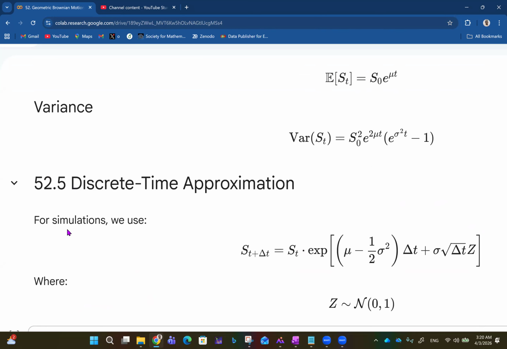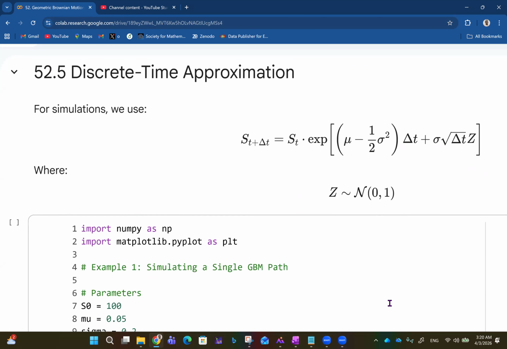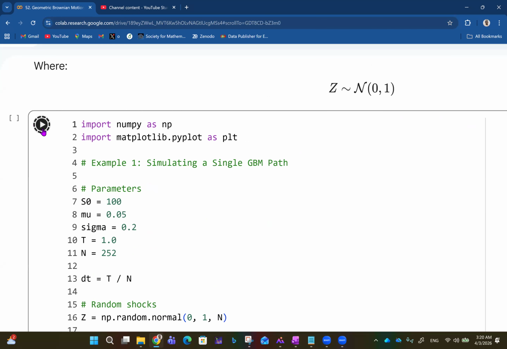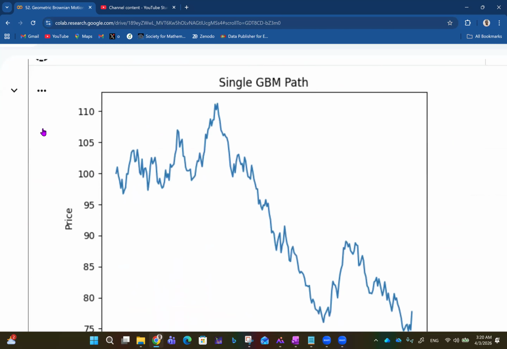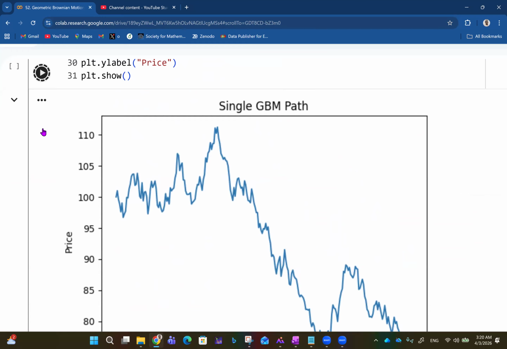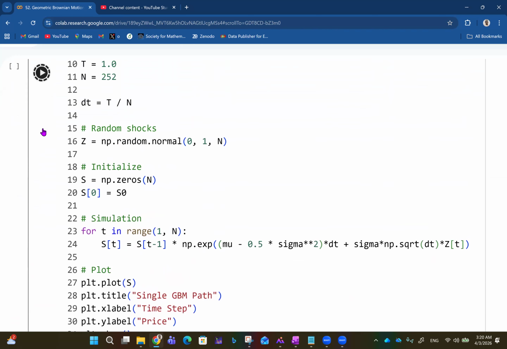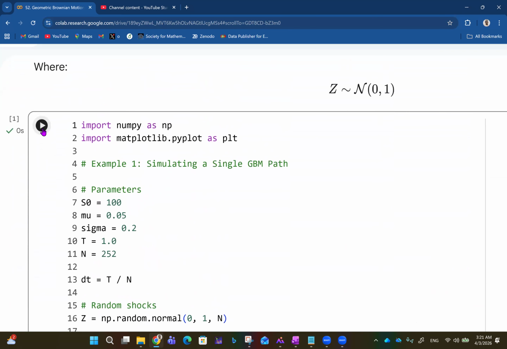Then we have the discrete time approximation. So for simulations, we use S sub t plus delta t equals S t exp of (mu minus half sigma squared) multiplied by change in t plus sigma square root of change in t times Z, where Z is normally distributed with mean 0 and variance 1. Okay, and then of course that can be shown via simulation here, where we have the single geometric Brownian motion, having set all the necessary parameters. So this is all simulating a single GBM path.